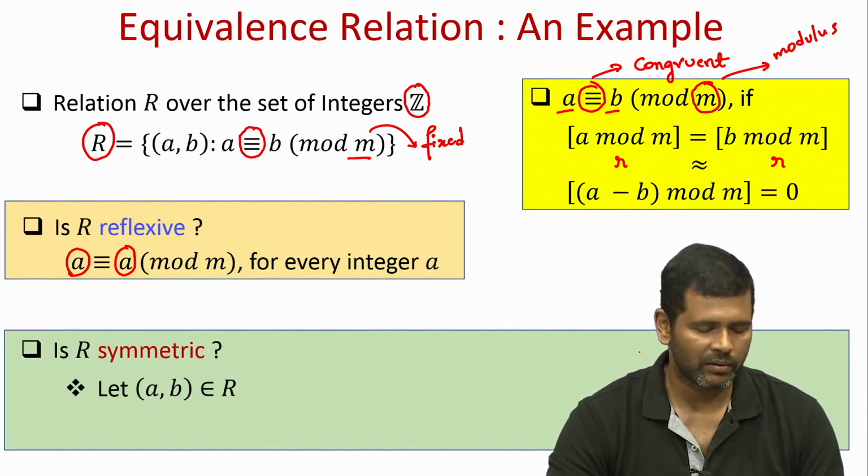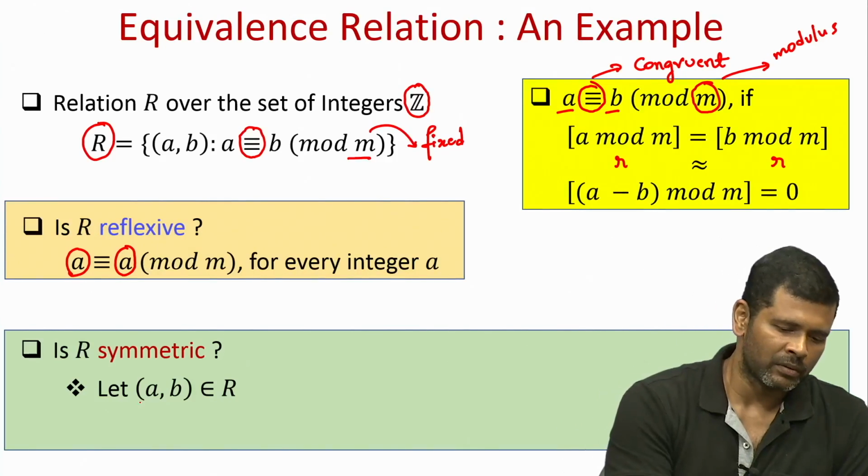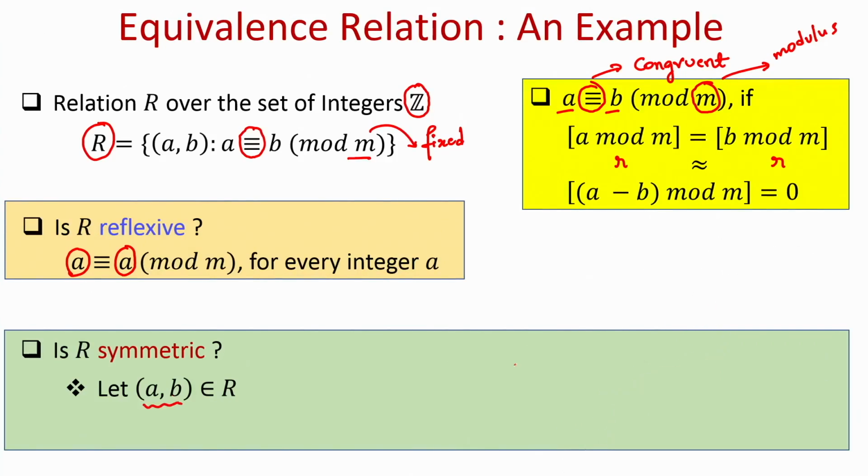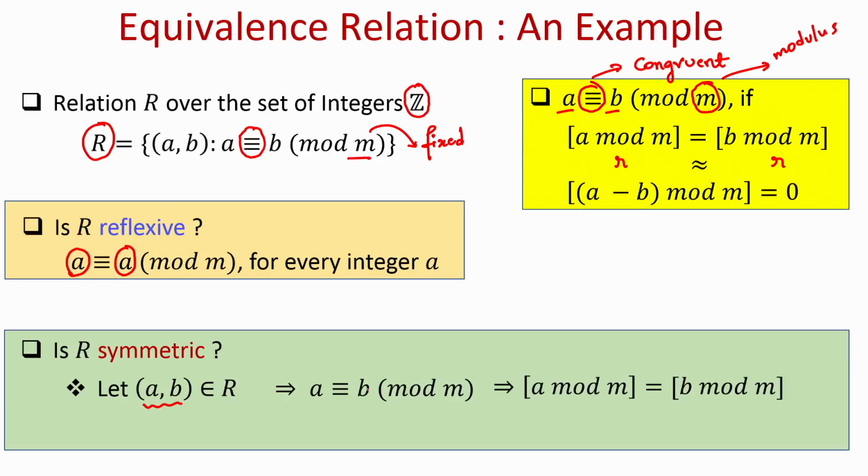The relation R is also symmetric, we can prove that. For proving the symmetric property, I consider an arbitrary pair of integers a, b such that integer a is related to integer b. Then as per the definition of relation R, it means that a is congruent to b modulo m. Then as per the definition of congruence, it means that a modulo m is the same as b modulo m. Now, I can rewrite this and say that b modulo m is the same as a modulo m, and if b modulo m and a modulo m are the same, I can say that b is congruent to a modulo m.